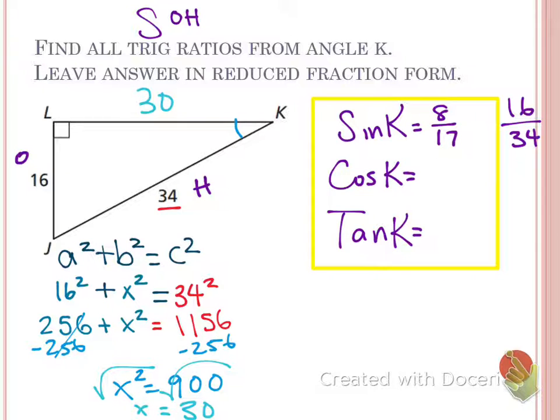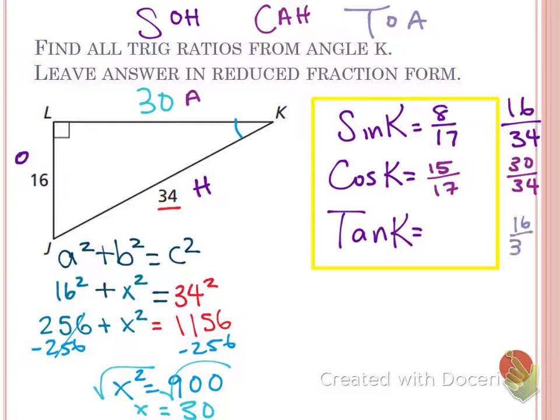All right, and then we'll do cosine, which is adjacent over hypotenuse. What is adjacent? 30 over the hypotenuse, 34 still. What does that reduce to? 15 over 17. Last is tangent, which you can remember TOA. So that would be 16 over 30. What does that reduce to? 8 over 15.